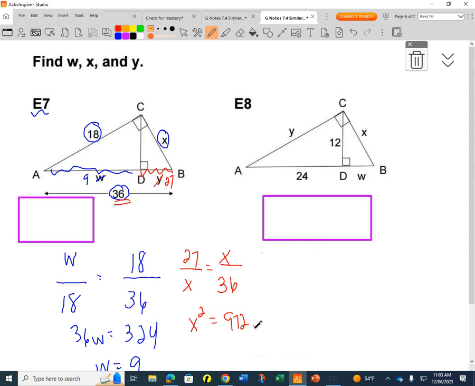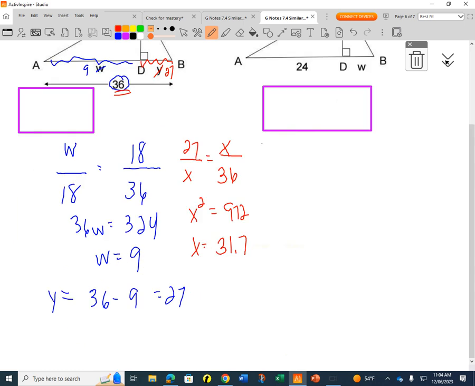And take the square root of both sides. And we get x is 31.17 something. We're going to round to the tenths place. 31.2. Remember, this is an approximation. If you want an exact answer, you've got to simplify that radical, the square root of 972. So x, y, and w. We actually have enough time. Let's give the exact answer for this one, just so you have one other example. So x is equal to the square root of 972.